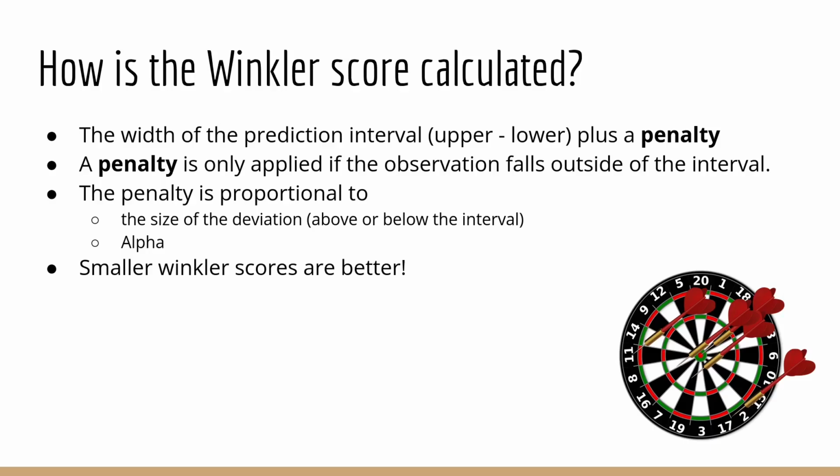You can think of the Winkler score as the width of the prediction interval plus a penalty. We only apply that penalty if our observation, our ground truth value, falls outside of the interval. The penalty is proportional to the distance of that observation above or below the interval, and alpha. We compare forecasting models using their Winkler scores, and the smaller the Winkler score, the better.